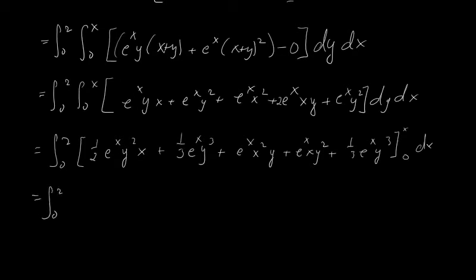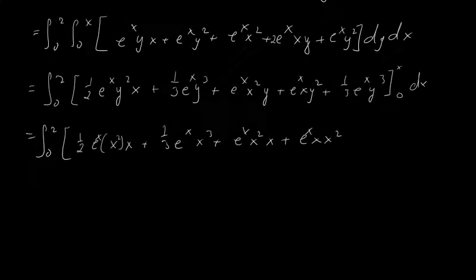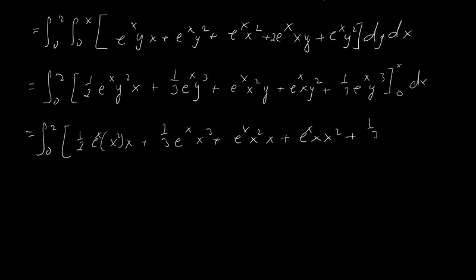So we're going to just have the integral from 0 to 2 of 1/2 e to the x times x squared times x plus 1/3 e to the x times x cubed plus e to the x x squared times x plus e to the x x times x squared plus 1/3 e to the x x cubed. Okay, so that's what we get when we substitute in the x, and as I said, substituting a 0, we get 0, so we'll integrate that with respect to x.